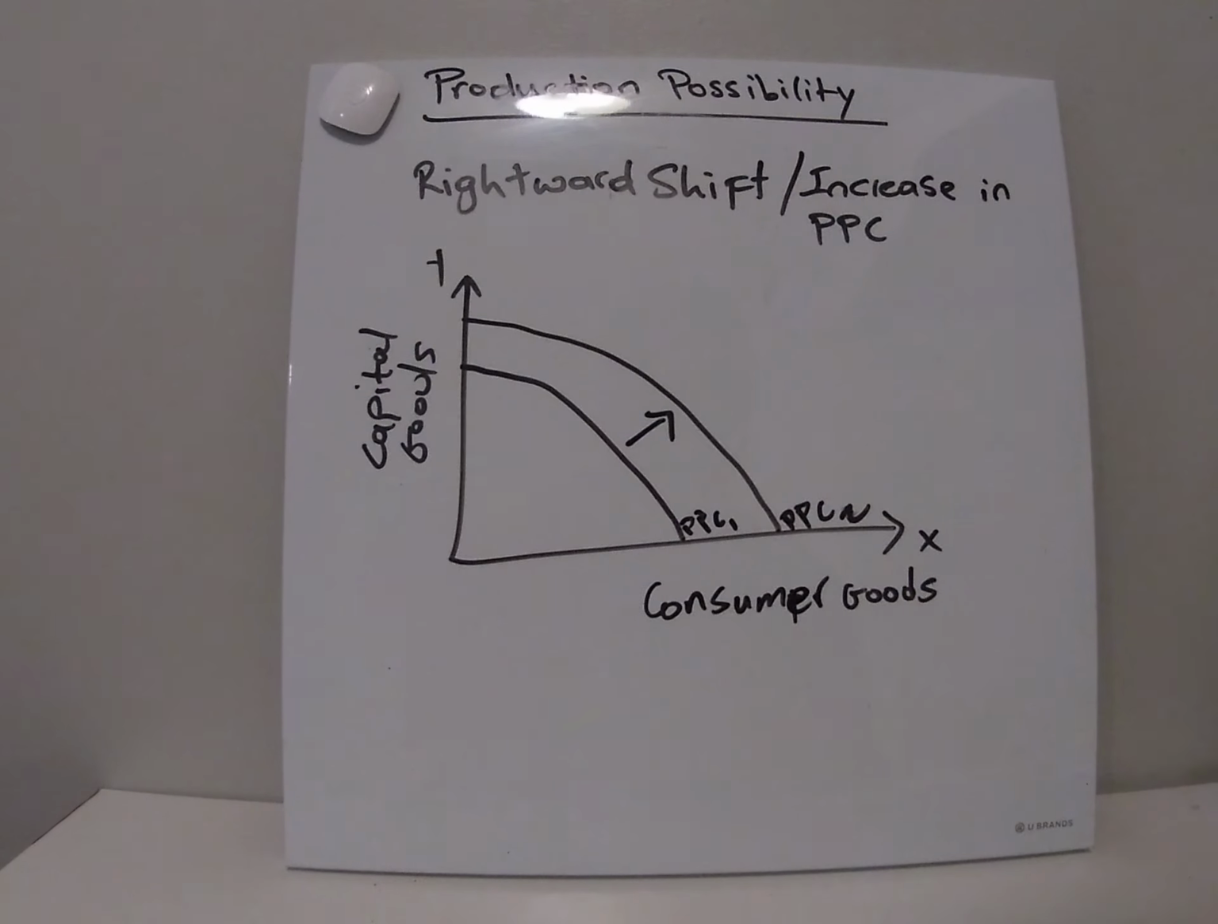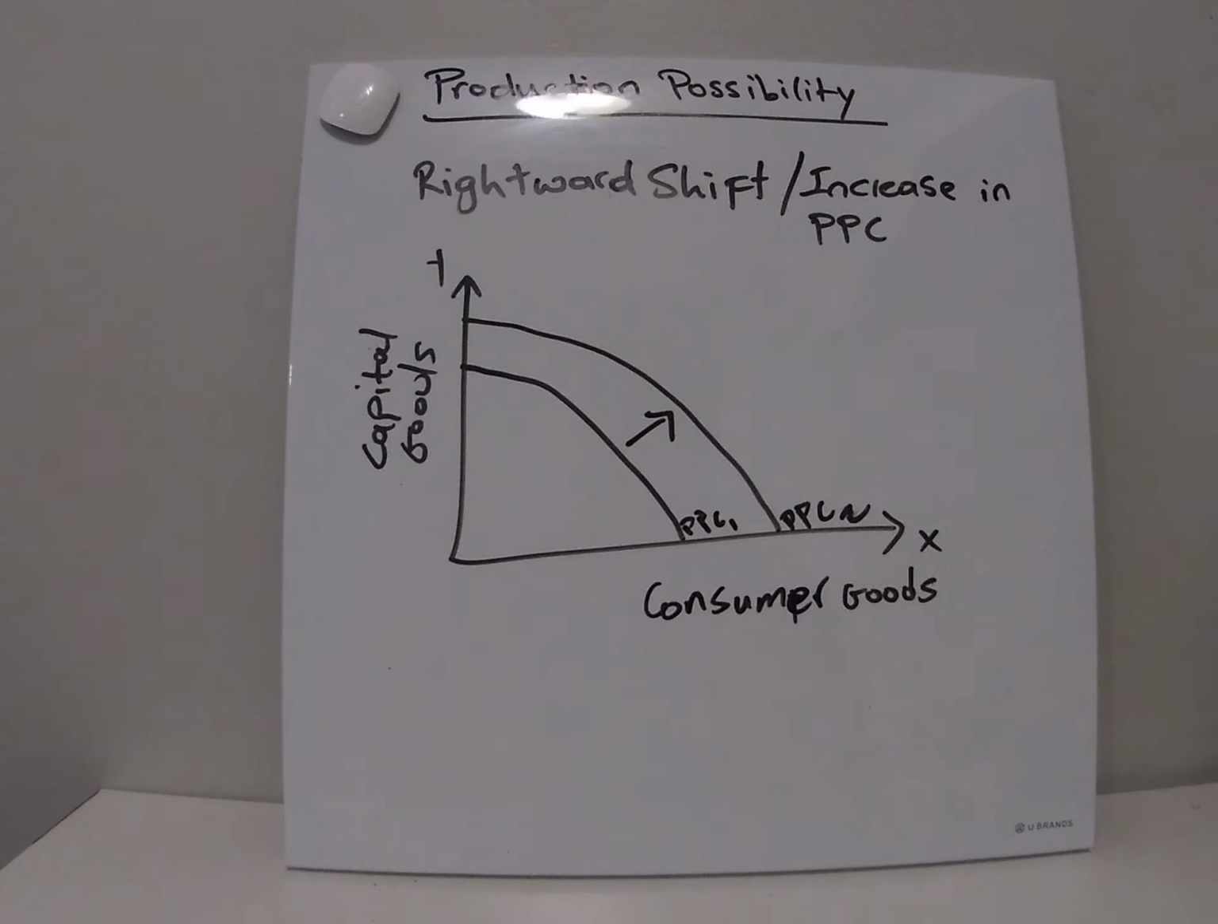Another factor that can cause a shift of the production possibility curve to the right is an improvement in technology, which enables the production of all goods and services to be increased. So if we improve our technology, then we'll be able to produce at a faster rate, or reach resources that were unattainable in the first instance. That will cause an increase in the production of consumer and capital goods in this case, and we'll have a rightward shift.